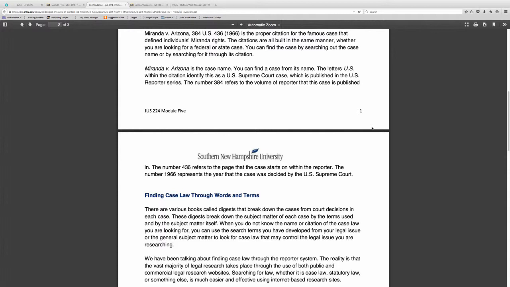And the number 1966 represents the year that the case was decided by the U.S. Supreme Court. You can also find this not only here, but in the rubric. There's the Blue Book Guide from Georgetown Law.